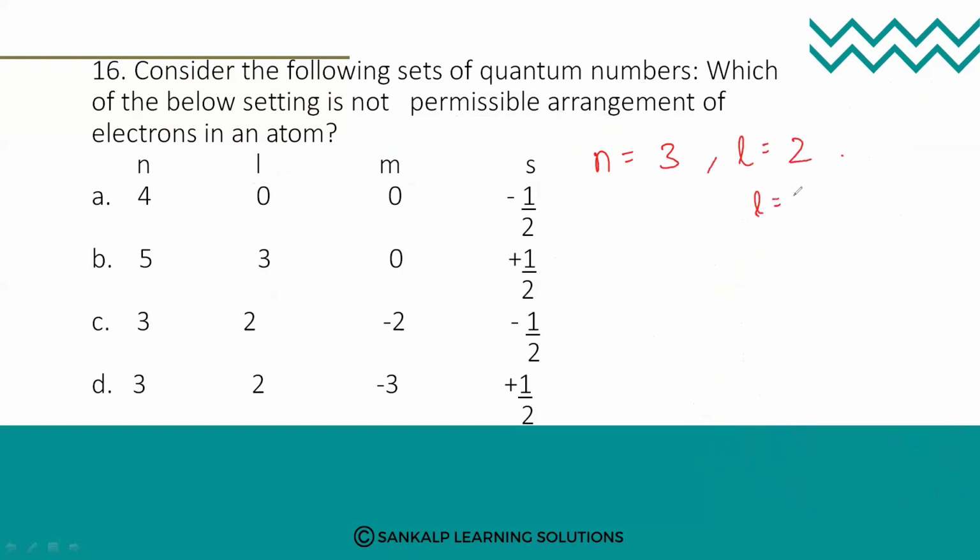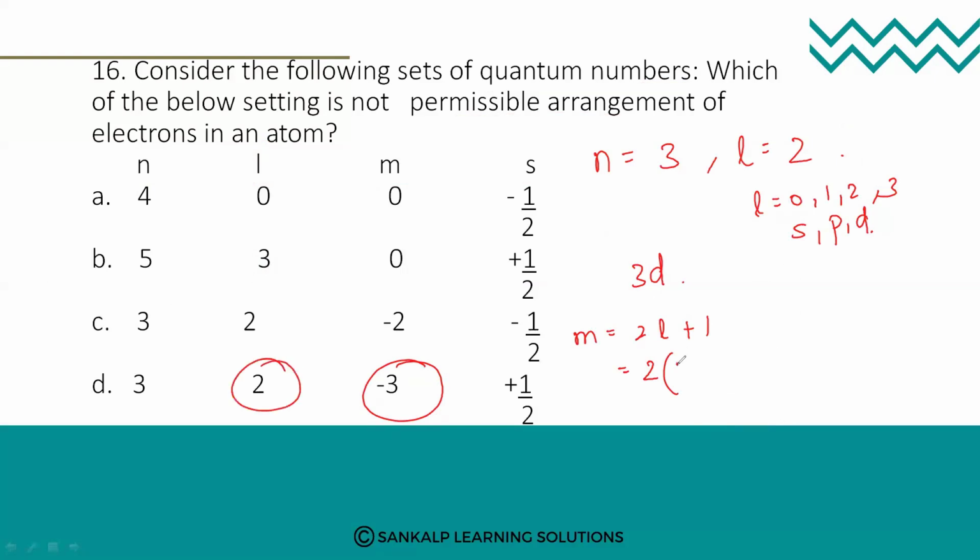So L is 0, 1, 2, and 3. So it is S, P, and D. So it is 3D. Okay. So what is the M value? It is 2L plus 1. So 2 into what is L? L value is 2. So 2 into 2 plus 1 is 5. So which are the 5 possible M values? M is equal to -2, -1, 0, +1, and +2.